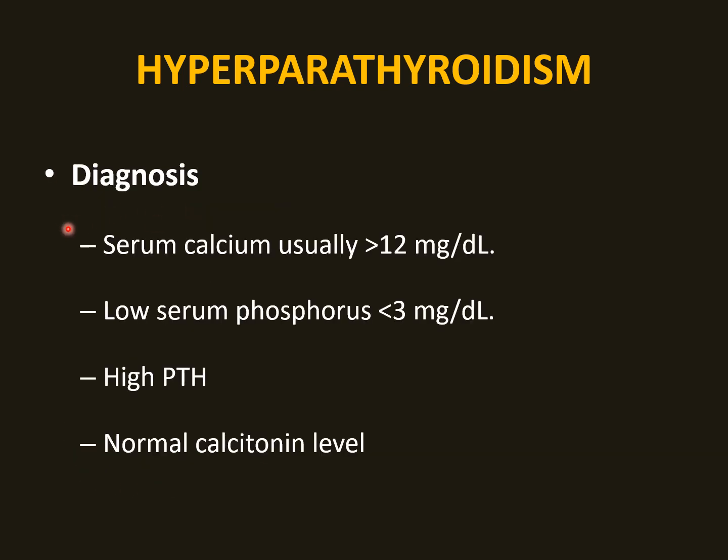Diagnosis of hyperparathyroidism: serum calcium level more than 12 mg per deciliter, and low serum phosphorus, less than 3 mg per deciliter, though it depends on the age. It is very important to consider the phosphorus level according to the age because it varies. Also high PTH, or high level of parathyroid hormone, and normal calcitonin level.